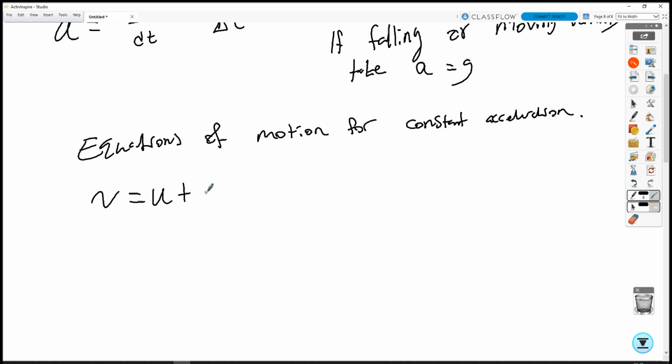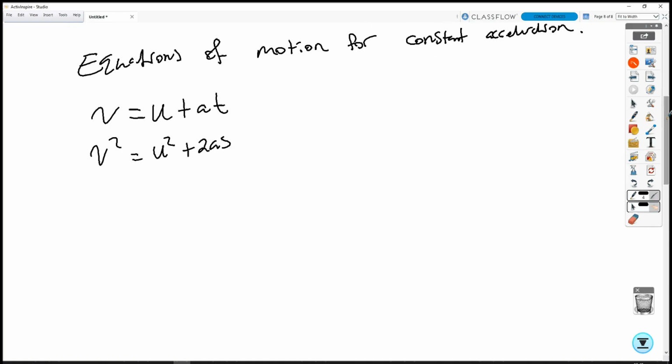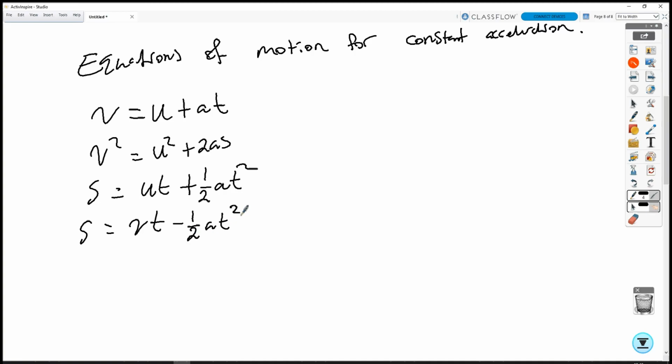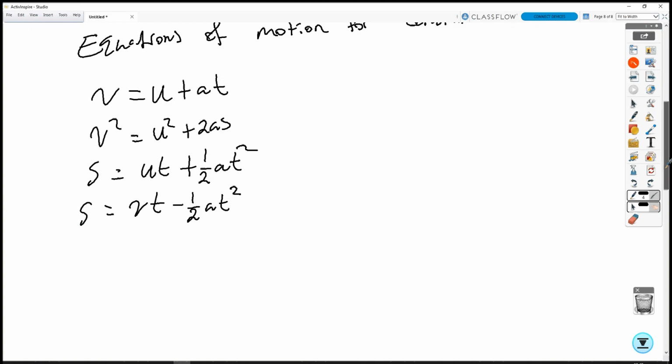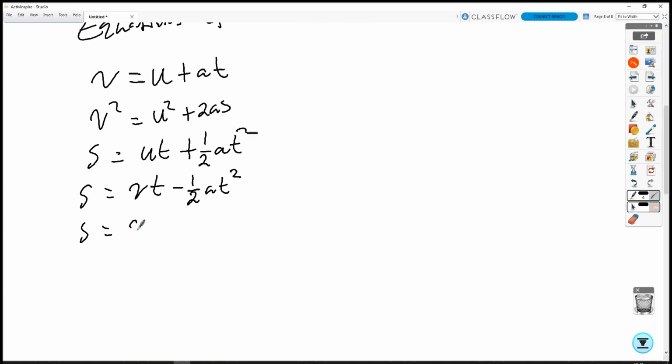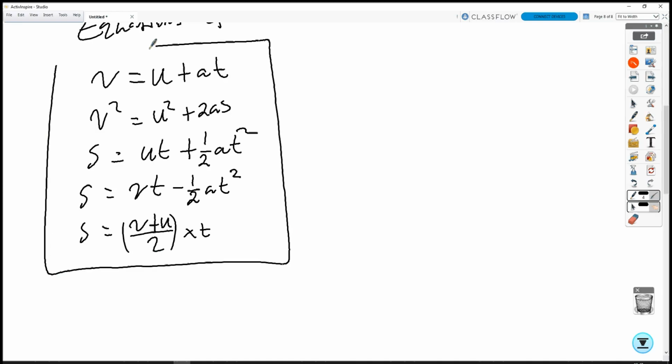v = u + at. v² = u² + 2as. s = ut + ½at². s = vt − ½at². And then s = ((v + u)/2) × t. Put a box around these equations. You need to learn these. And then we'll define all the terms.